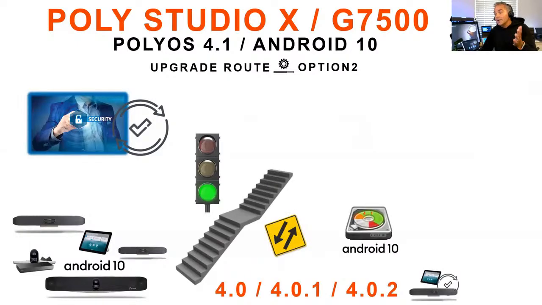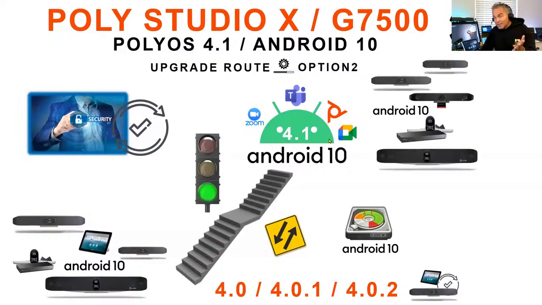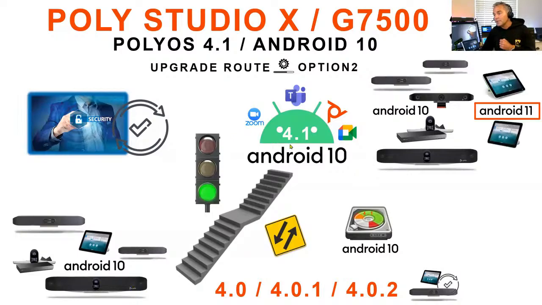Now, another thing which is important, if you're already running maybe one of the 4.x versions, so 4.0, 4.1, or 4.02, then you can upgrade to the 4.1. Absolutely, you got a green light because you're on Android 10 already, because that was part of the 4.0. So you go to Android 10, but same thing, watch out because the touch panels will move to Android 11. And of course, if it is Android 11, you cannot go back to earlier versions of Android.